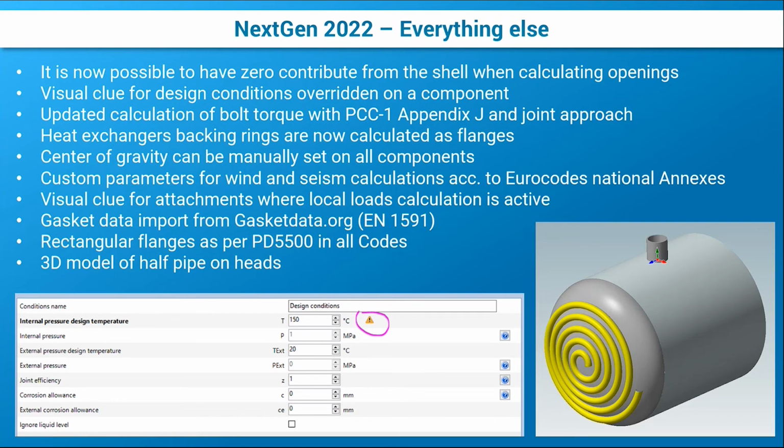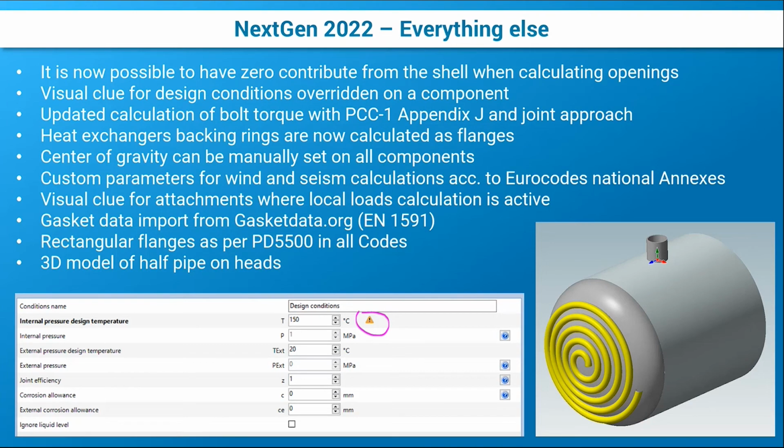We have added custom parameters for wind and seism calculation when you are using Eurocodes with national annexes. National annexes can have some customization in terms of parameters. Now you can specify them under the item properties, under wind and seism. And we also have added a visual clue. This is a small addition, but a nice addition.